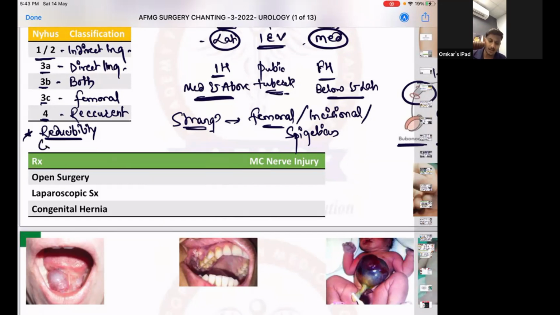And second, we need to check for the cough impulse. Please remember, in a strangulated hernia, the cough impulse is usually absent. So cough impulse should be present and reducibility should also be present. This type of hernia has a better prognosis. Otherwise there is a high risk of strangulation if reducibility is not there or if the cough impulse is not present. Remember this.